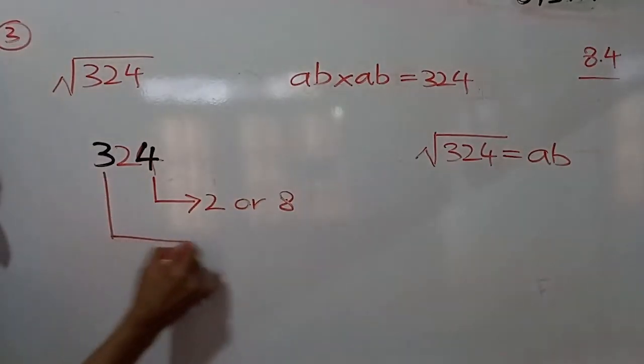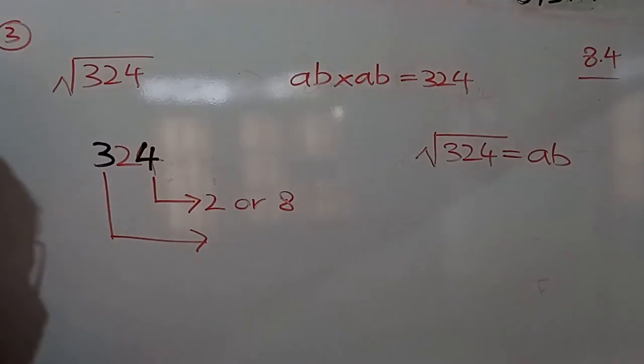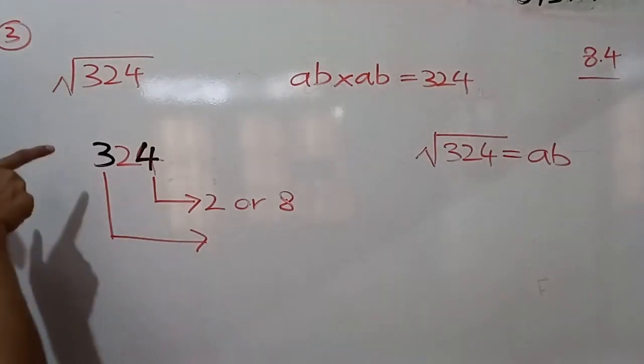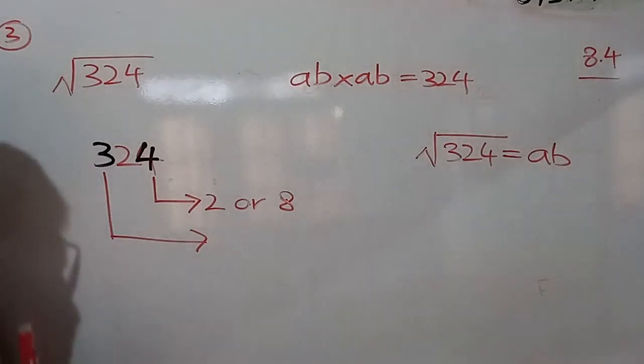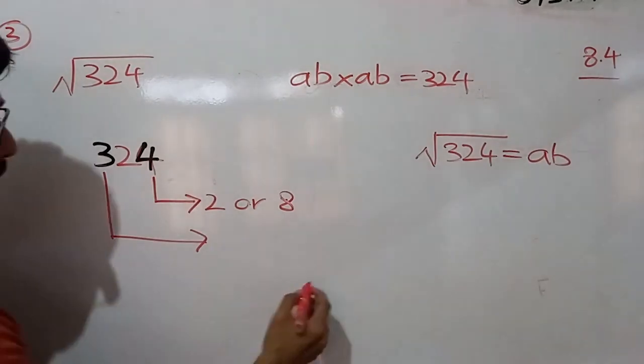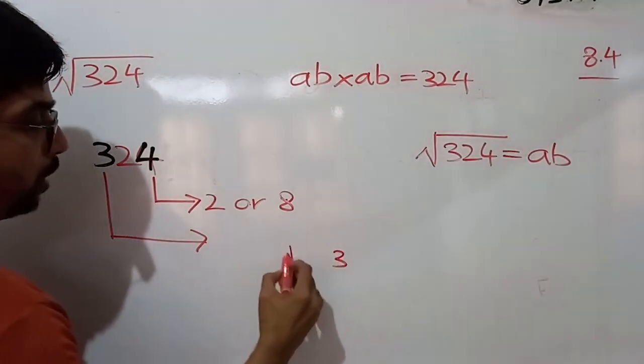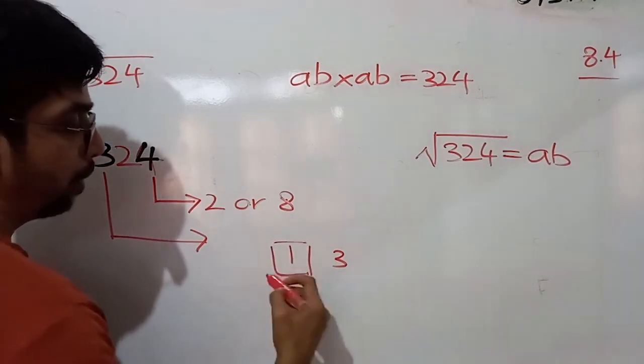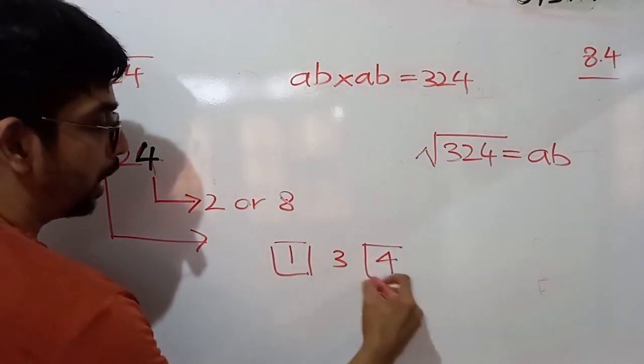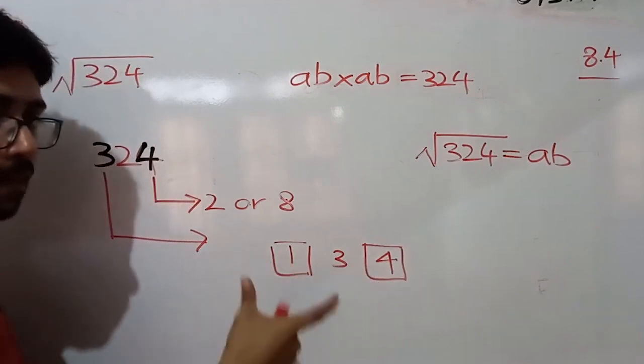Now we come to here. So we have to find the square root of this number, but we know the number 3 is not a perfect square. So what do we do? The number 3, it lies between where? Number 1 and number 4. These two numbers are what?